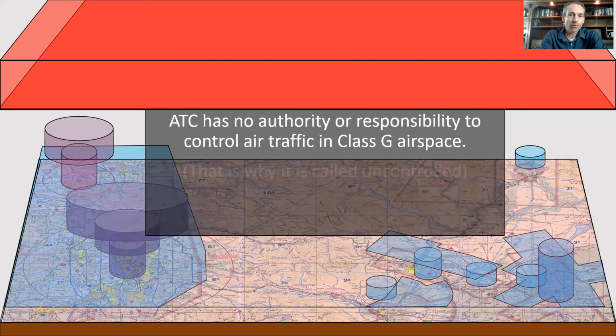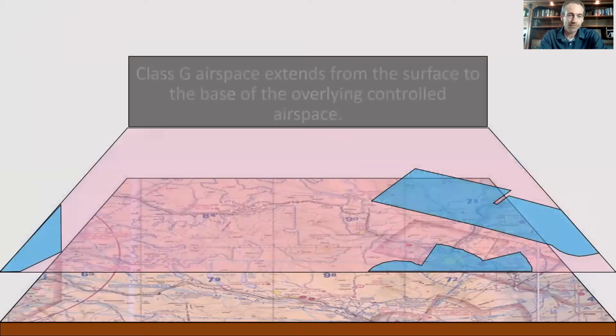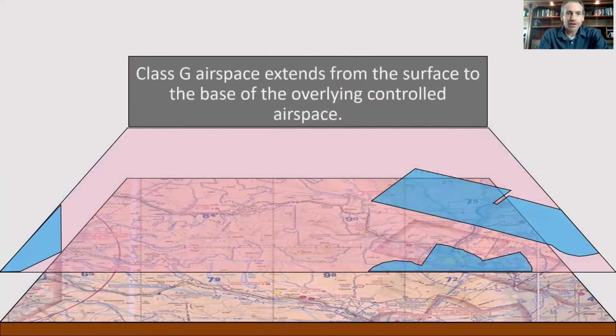ATC has no authority or responsibility to control air traffic in Class G, and that's why they call it uncontrolled. A drone pilot would not need ATC authorization to operate in Class G airspace. Your Class G airspace extends from the surface to the base of the overlying controlled airspace.